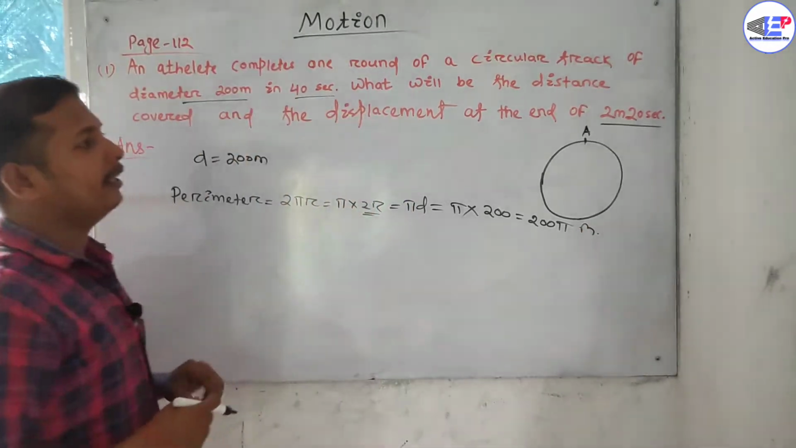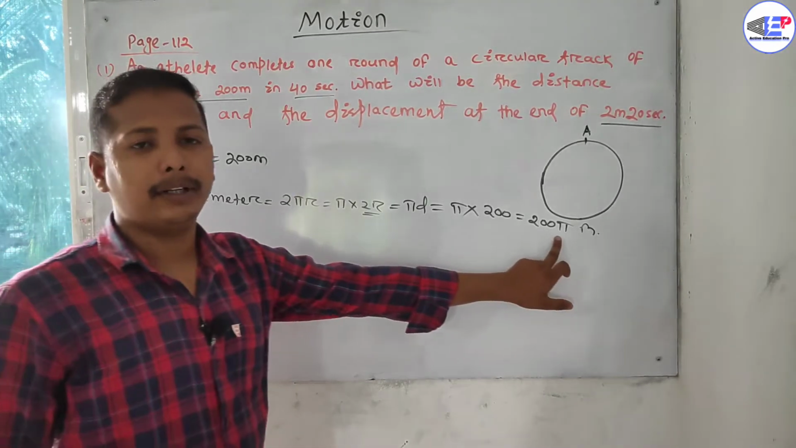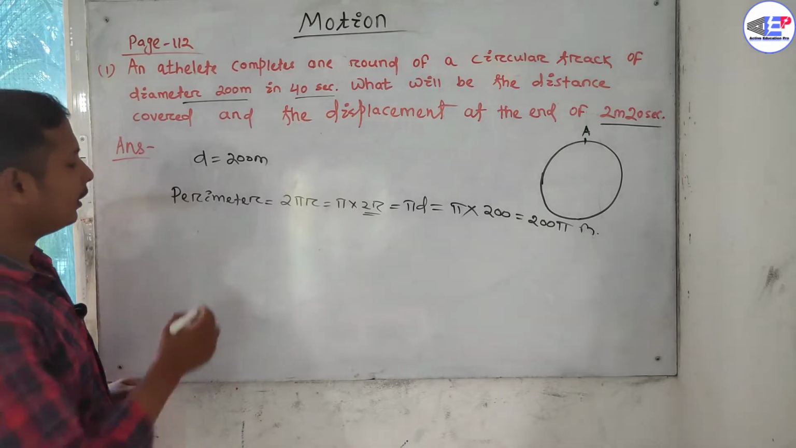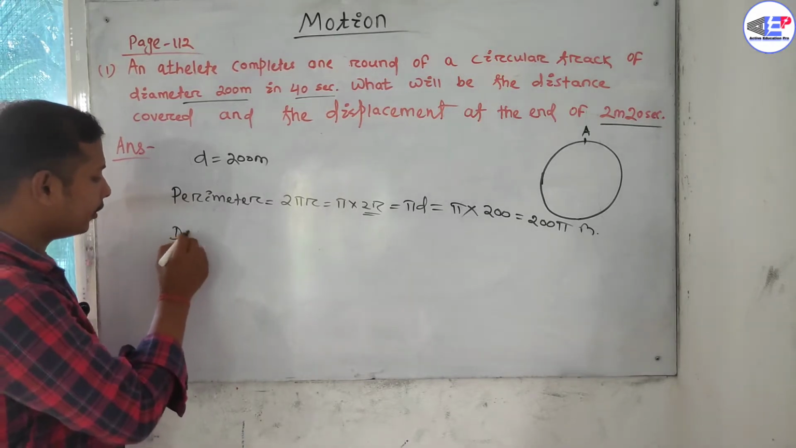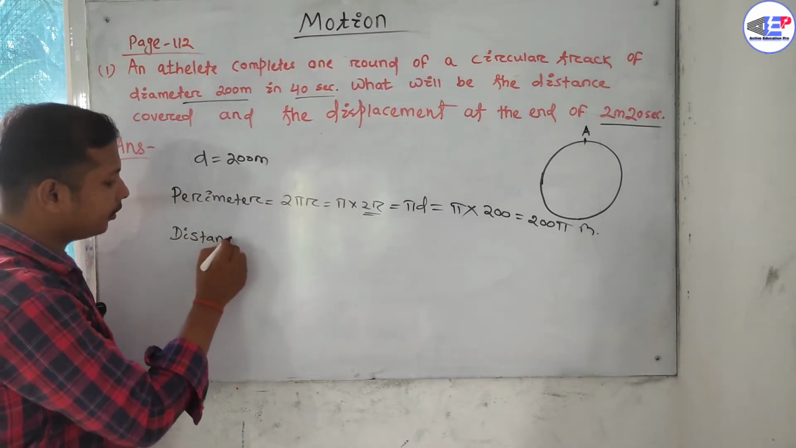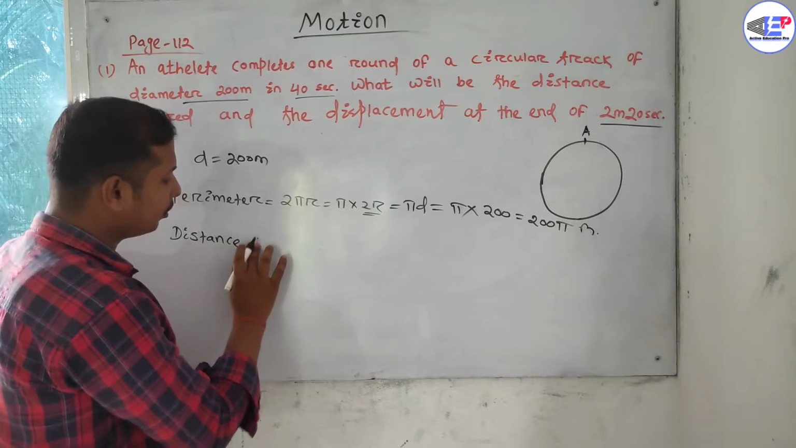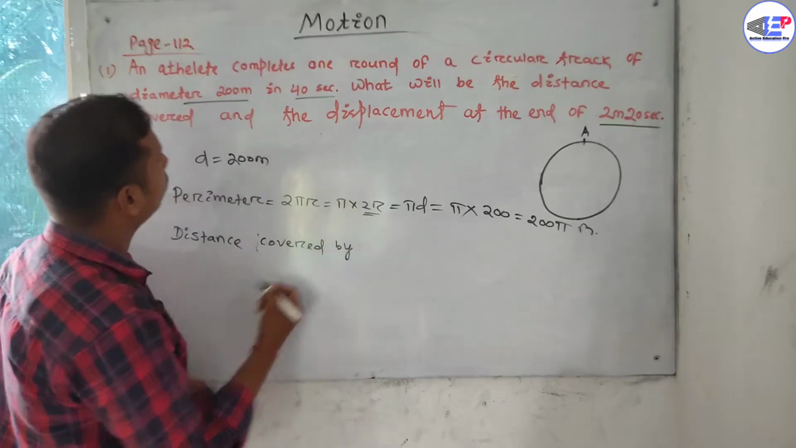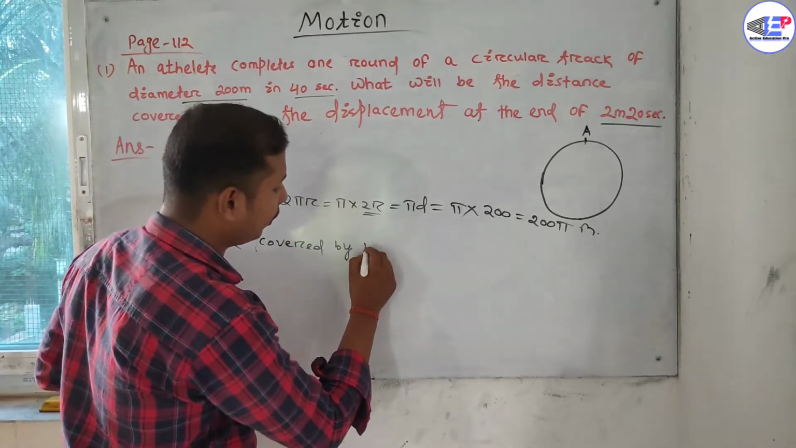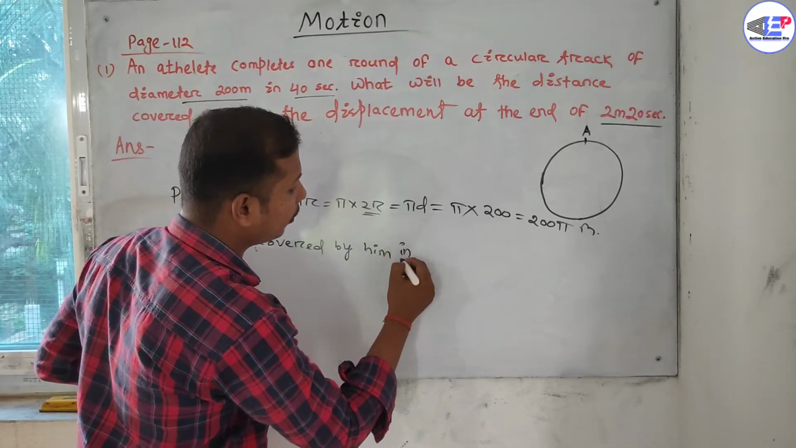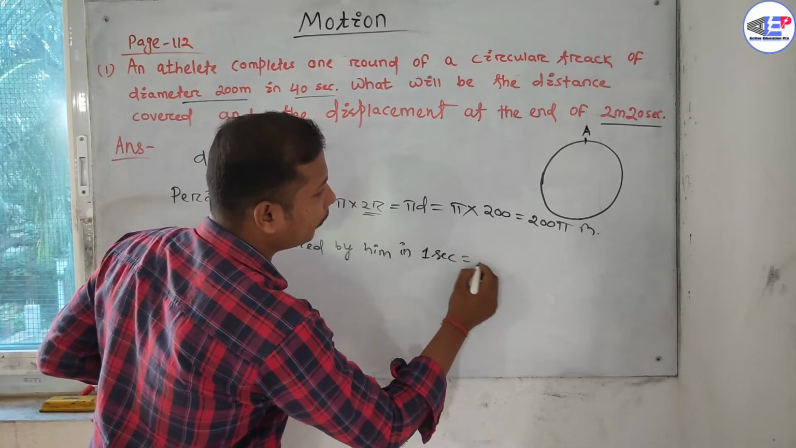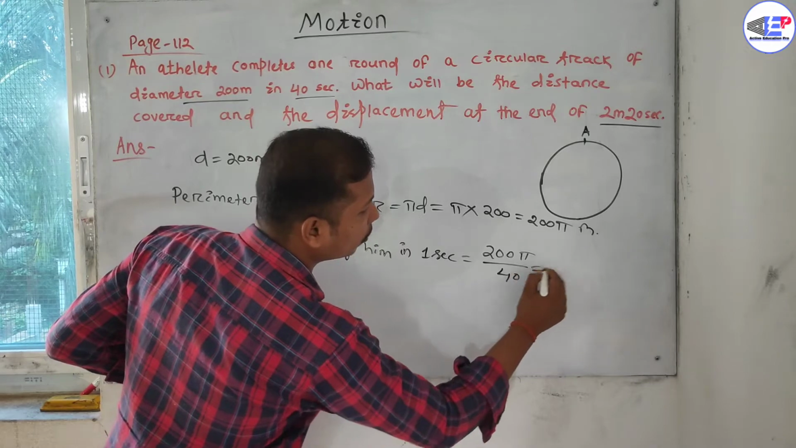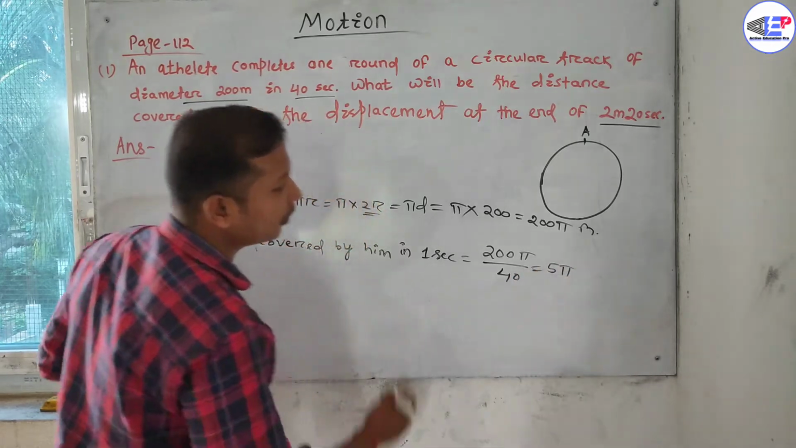So the perimeter of the circular track is 200 pi meter. Given that it covers 200 pi meter in 40 seconds, the distance covered by him in 1 second will be equal to 200 pi divided by 40, which is equal to 5 pi meter.